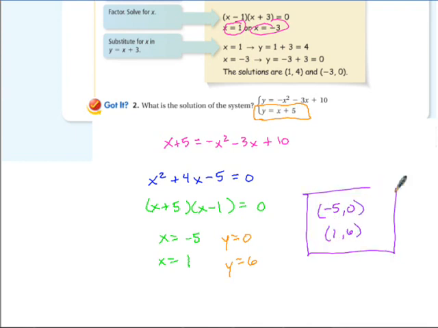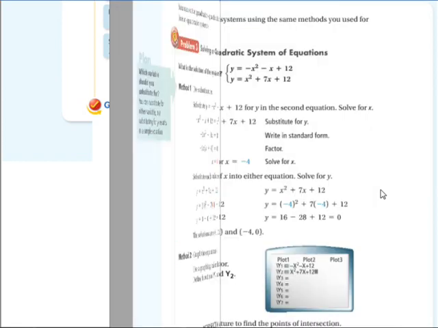And those are my answers. Seems easy enough. Let's take a look at the next page.